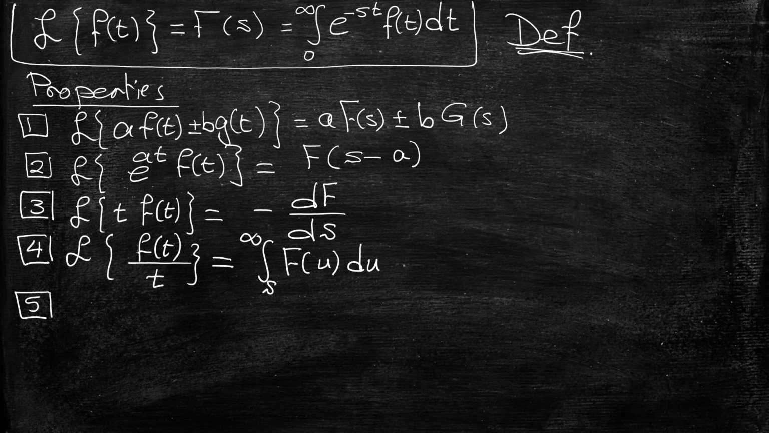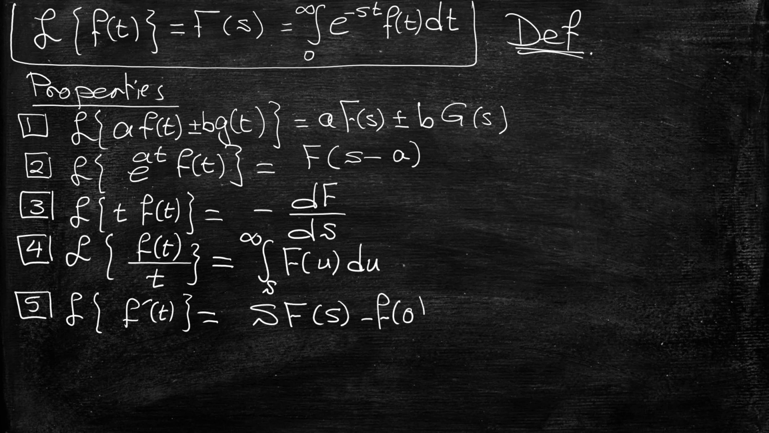Number 5, what happens if we have the derivative itself? If we are deriving f of t with respect to t, this will end up in the s domain as s F of s minus f of 0. What's this f of 0 again? This is f of t, not F of s, at the time t equal to 0.